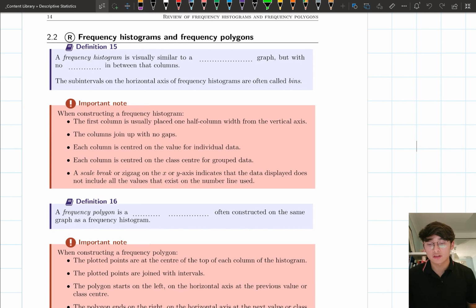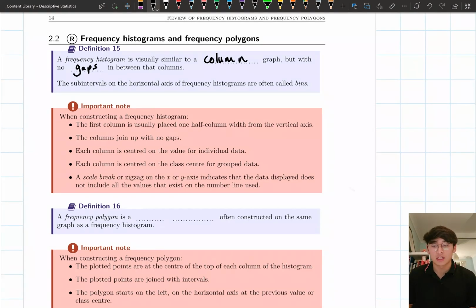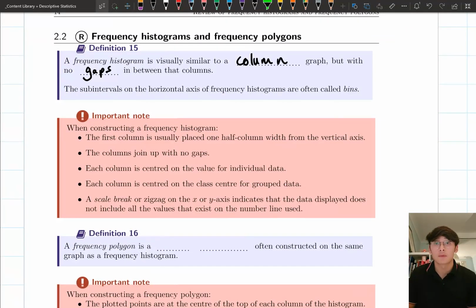Now a frequency histogram here, this is on page 14 of the booklet. A frequency histogram is visually similar to a column graph. So a frequency histogram kind of looks like a column graph, but the distinct difference about it is that it has no gaps between the columns. So when you're drawing a frequency histogram, or if you're reading off a frequency histogram, the thing that you're going to notice is that they don't have any gaps between the columns. So the next thing is the subintervals on the horizontal axis of frequency histograms is often called bins.